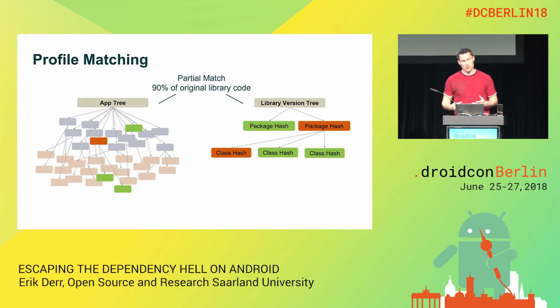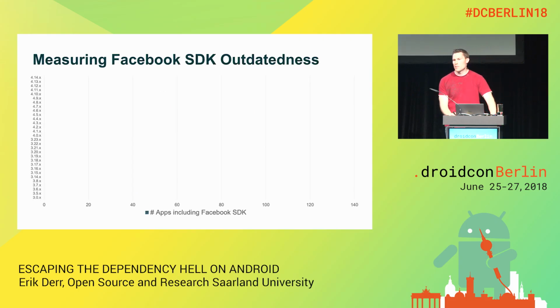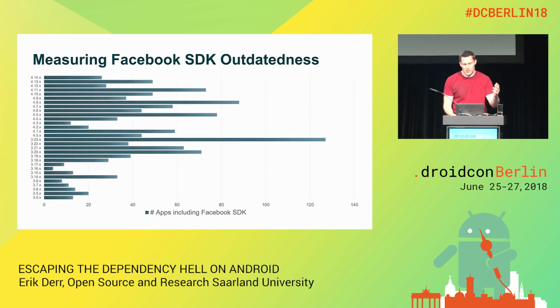So this was basically the approach that we use for detecting libraries. Now we want to apply it to the apps from Google Play. And first, we want to measure the outdatedness of the Facebook SDK, one of the more popular SDKs in app development. So on the left, you see more than 50 different versions spanning over more than 5 years, with the more recent versions on top.